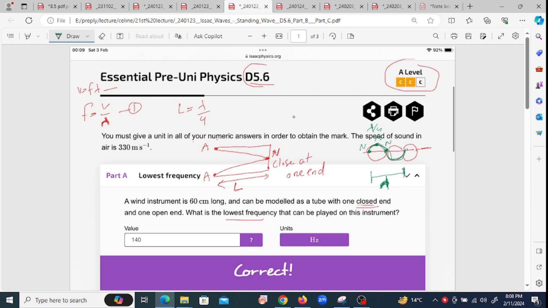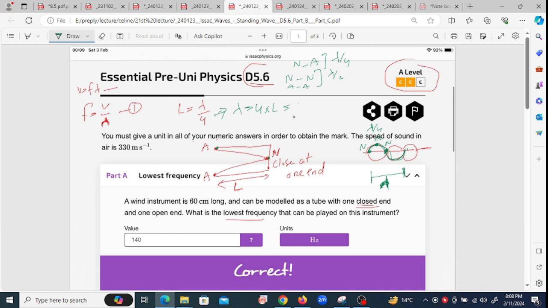This length is lambda. The node to node distance is lambda by 2, and node to antinode is lambda over 4. So a simple rule: node to node distance is lambda over 2, antinode to antinode is also lambda over 2. But if we have a node and an antinode, the distance is lambda over 4. So L is equal to lambda over 4, because one is antinode and the other is node. So here we can find the wavelength, which is equal to 4 times L.